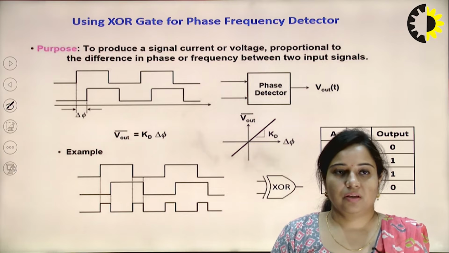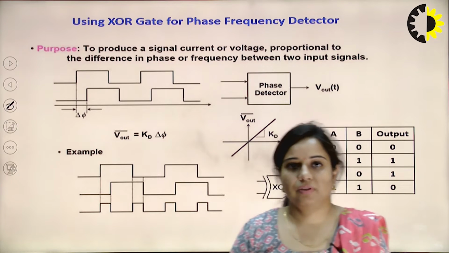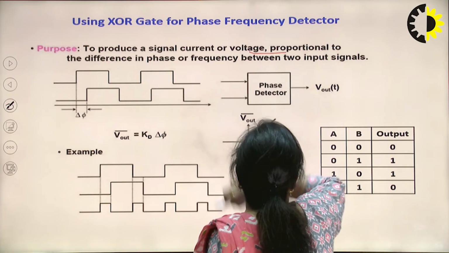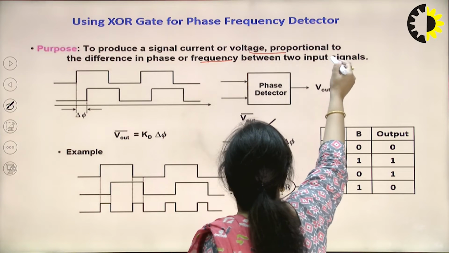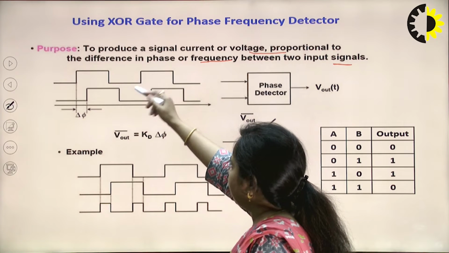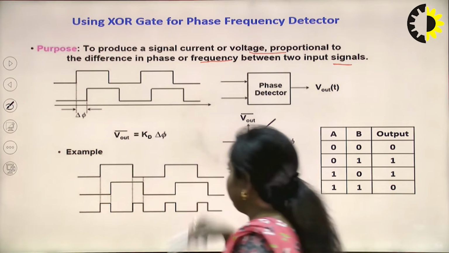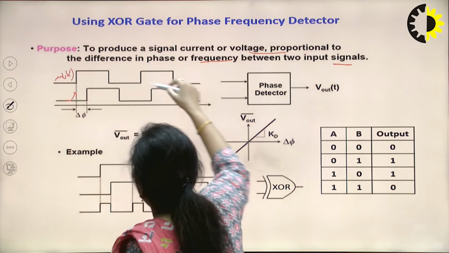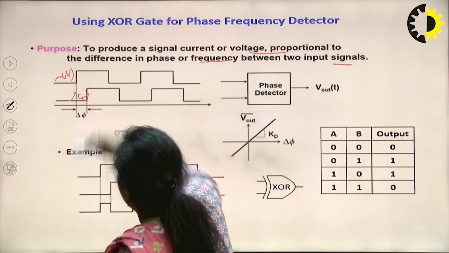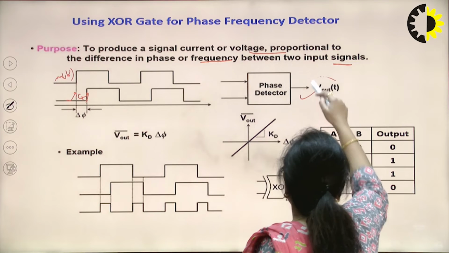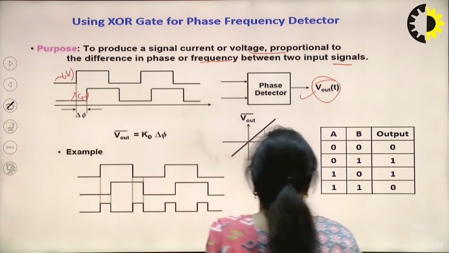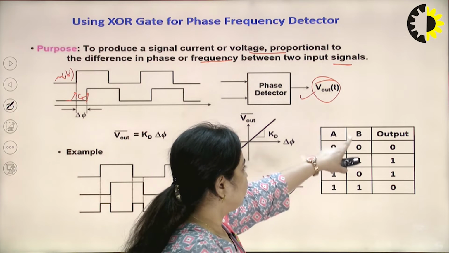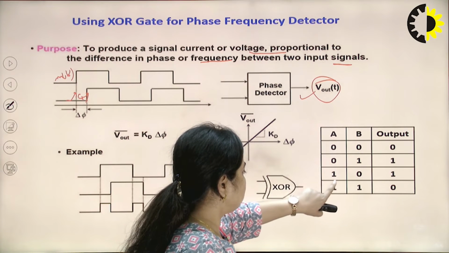Now the next type uses an XOR gate as a phase frequency detector. The purpose of this is to produce a signal, current or voltage, proportional to the difference in phase or frequency between two input signals. You can see the two input signals, which is the working of the previous diagram. This is the empty signal, and this is the pi by 2 phase shifted version of the empty signal, so you can see the phase difference between them. This is applied to the phase detector, and we have this V output, which can be generated using this XOR gate also. The input through this XOR gate will be 0 0, 0 1, 1 0, 1 1.